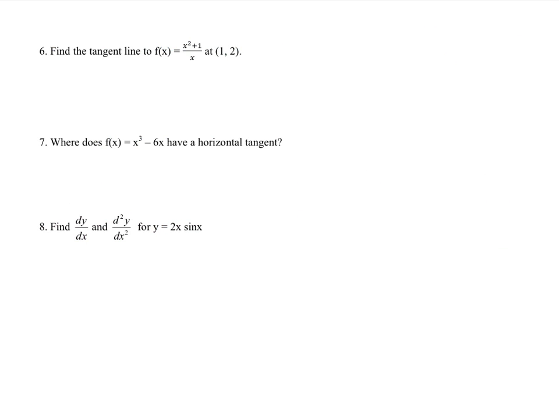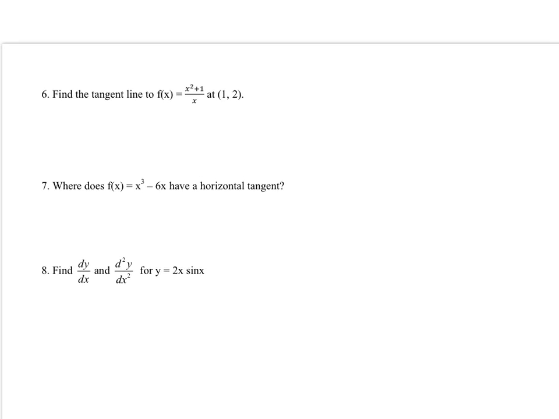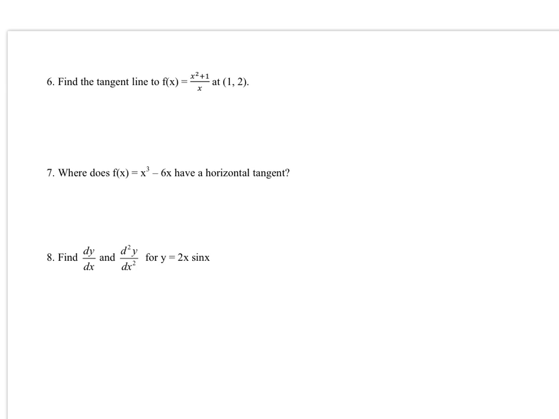Alright, let's move on to the next page of this, and let's slide this down and see what we got. Here we are asked to find the tangent line to f of x equals x squared plus 1 over x at the point 1 comma 2. Tangent line means we're going to take our derivative. And in this case, I will have to use the quotient rule again. So we're going to say the bottom times the derivative of the top. This gives me x times 2x minus the top, x squared plus 1, times the derivative of the bottom, which is 1 in this case, all over the bottom squared.